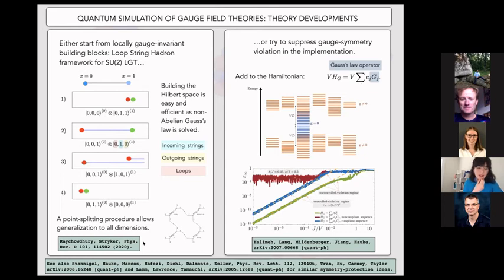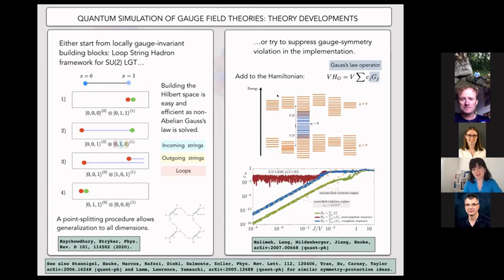This is a really nice framework because it allows you to efficiently build up your Hilbert space, no matter what the dimensionality is, and it can be generalized to SU(N). So I think this is really a path forward for dealing with this problem of not having to deal with non-gauge invariant Hilbert space. You can imagine another path where you have the same Hamiltonian and the same Hilbert space, but you try to suppress the gauge symmetry violations in the implementation.